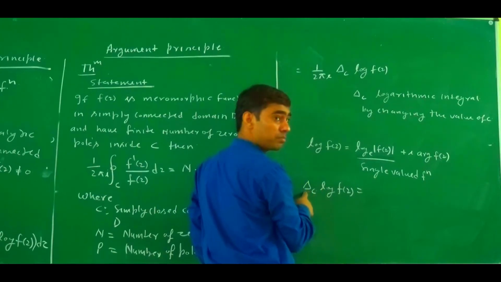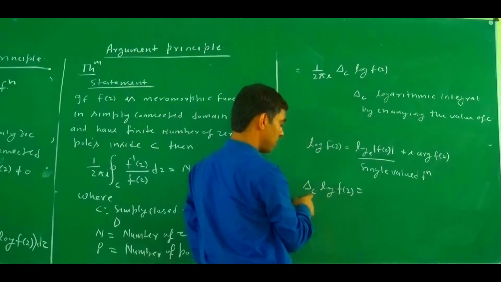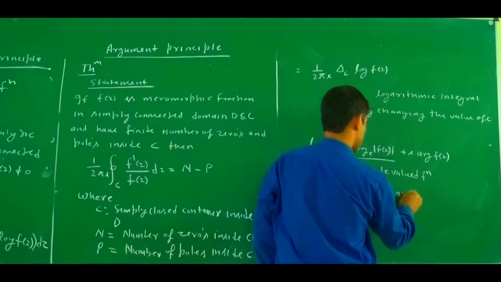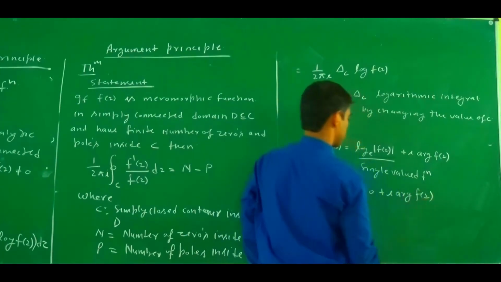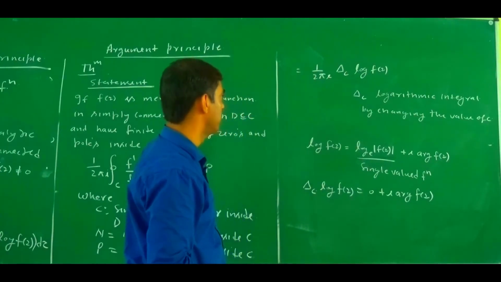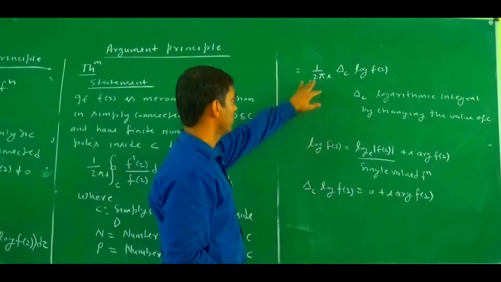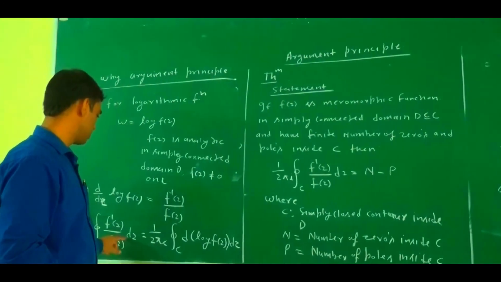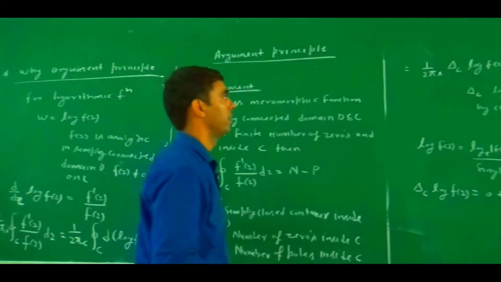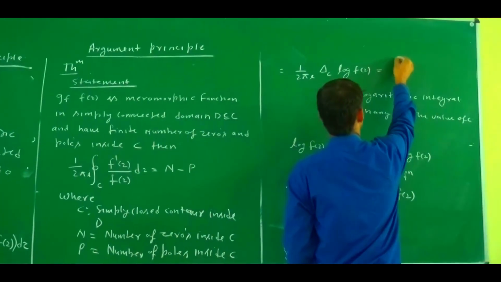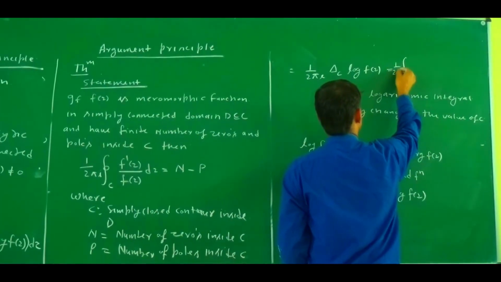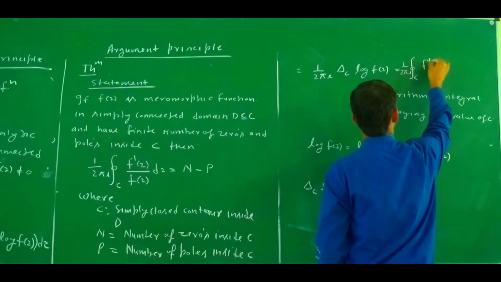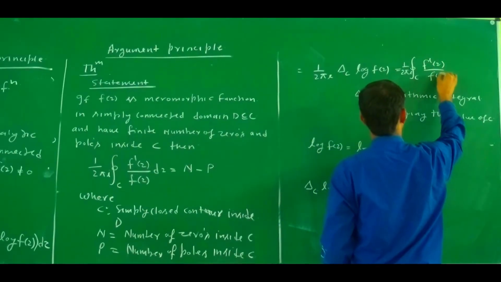Then by changing the value of c, this one becomes 0, and this becomes i argument of f(z). So what do we write here? This one is 1 upon 2 pi i f dash z upon f(z) dz equal to this one. So you may also write here 1 upon 2 pi i integrate over c f dash z upon f(z).